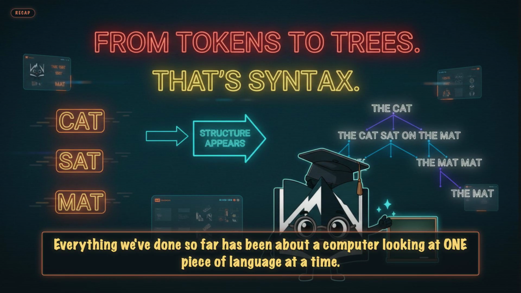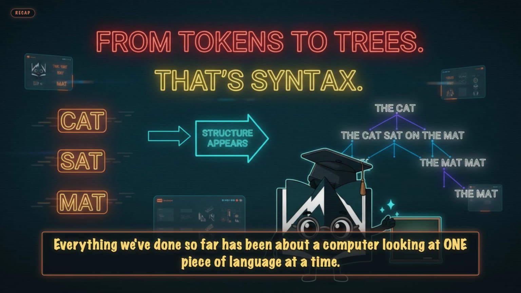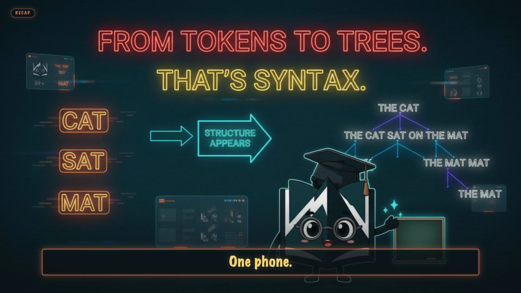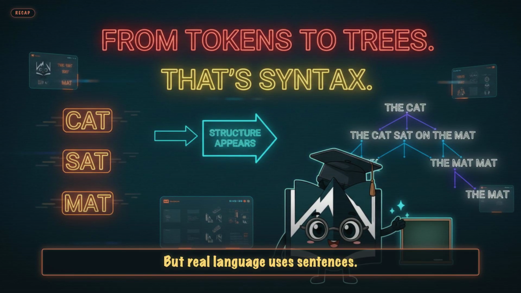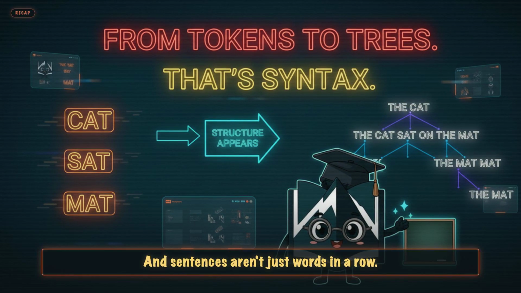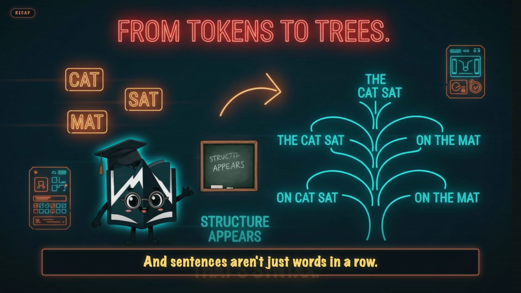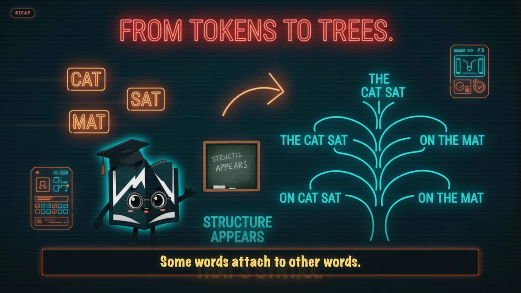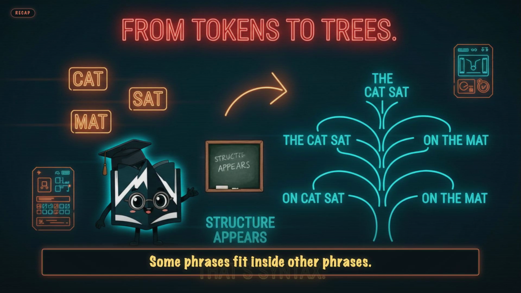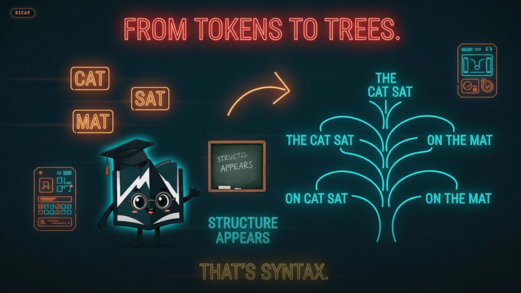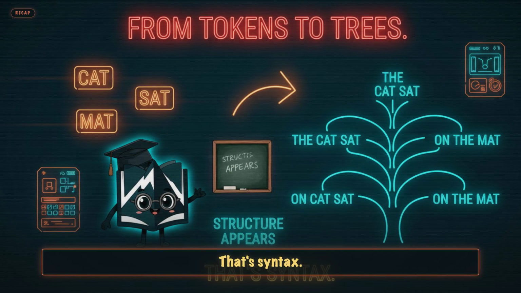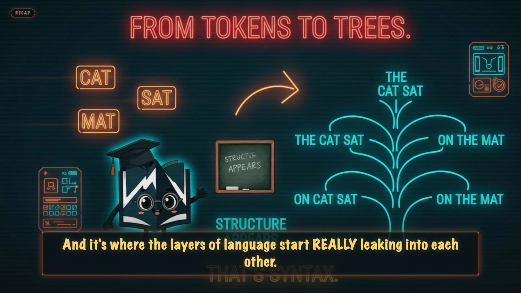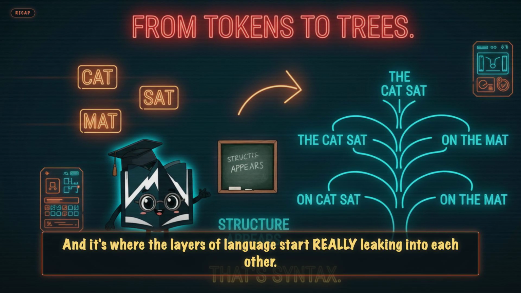Everything we've done so far has been about a computer looking at one piece of language at a time. One phone, one morpheme, one word, one token. But real language uses sentences, and sentences aren't just words in a row. They have structure. Some words attach to other words. Some phrases fit inside other phrases. Meaning depends on which fits inside which. That's syntax, and it's where the layers of language start really leaking into each other.